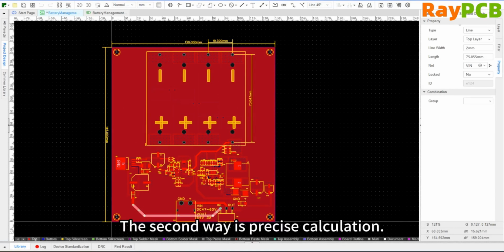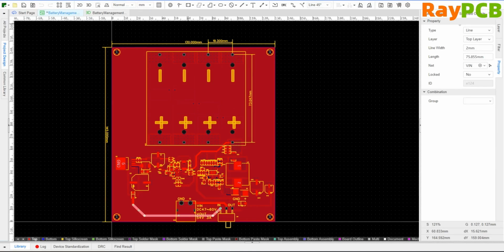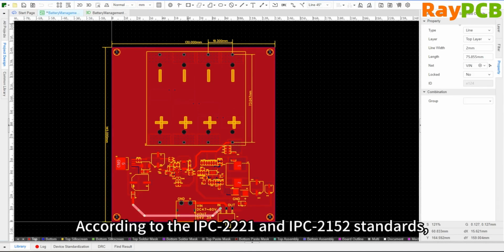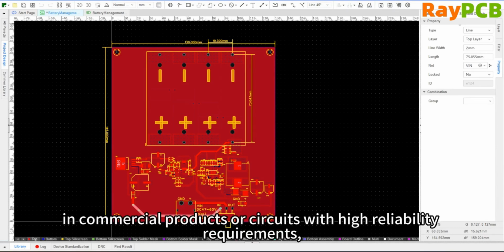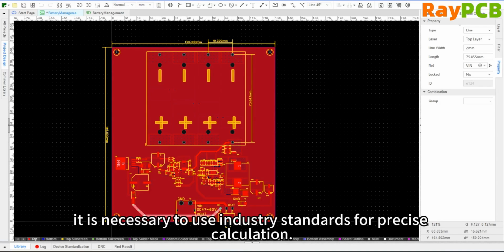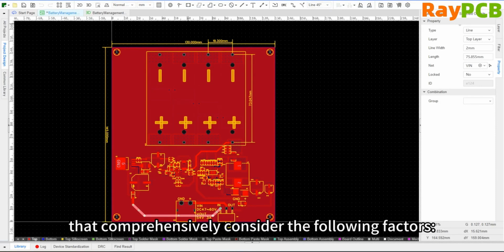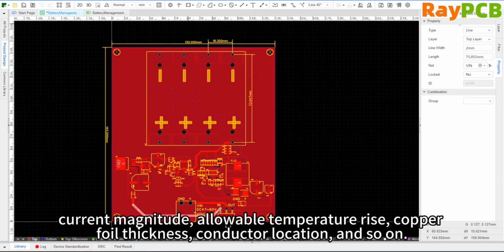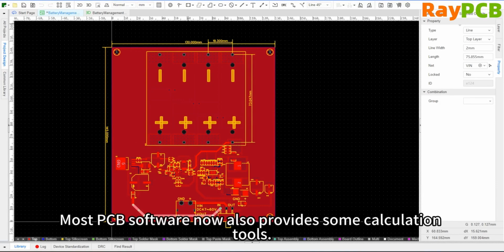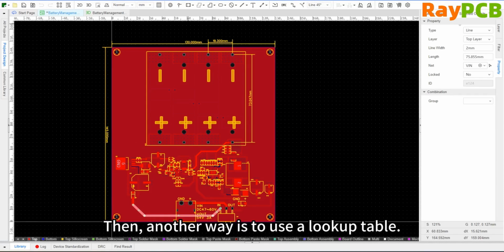The second method is precise calculation. According to IPC 2221 and 2152 standards, in commercial products or circuits with high reliability requirements, you need to use industry standard precise calculations. The IPC standards provide a set of standard formulas that take into account several factors such as current magnitude, allowable temperature rise, copper thickness, trace location, and so on. Nowadays, most PCB software also provides some calculation formulas. And then there's also the method of looking up tables.